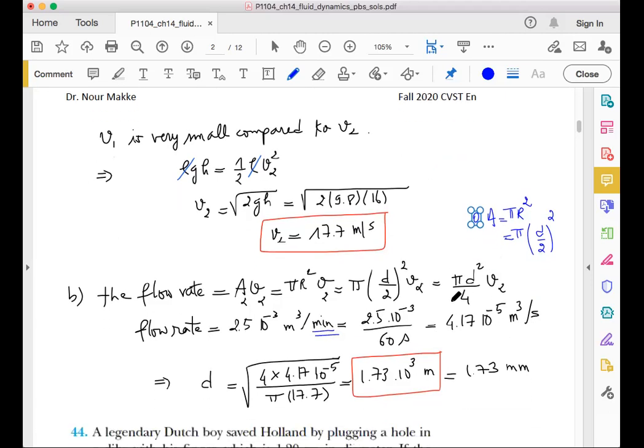Finally, from this equation, you can write down d squared equals 4 multiplied by the flow rate divided by pi multiplied by V2. And whenever you want to get rid of the square, you have to take a square root here. So we end up with the value 1.73 times 10 to the power minus 3 meters, which is equivalent to 1.73 millimeters. And so as you can see here, this value is quite small with respect to the value of the cross-sectional area at the surface.